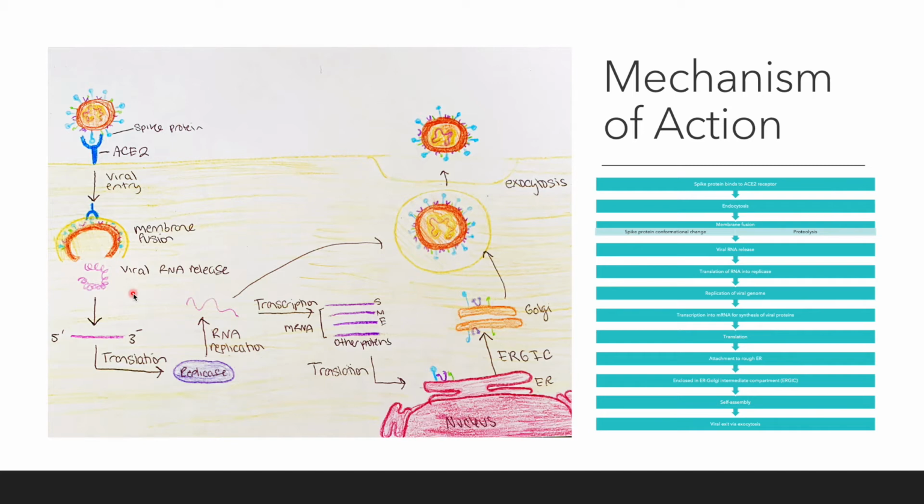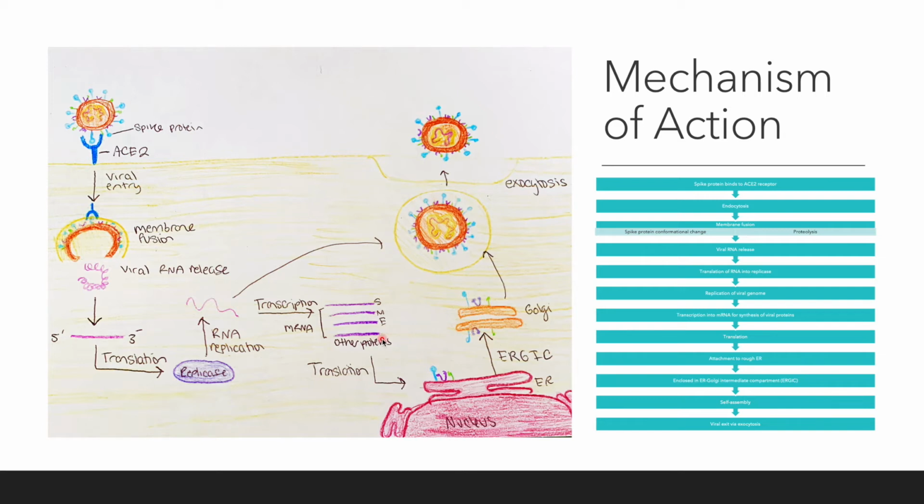The viral genome carries a template for the production of replicase proteins that replicate the viral RNA. The viral RNA is translated into replicase proteins, which then replicate the full-length viral genome. Portions of the viral RNA are transcribed into mRNA for the synthesis of viral proteins like the S, M, and E proteins, which are viral membrane proteins.